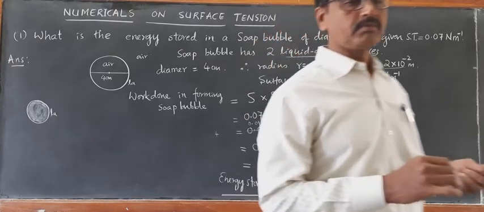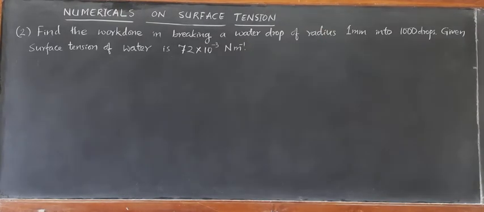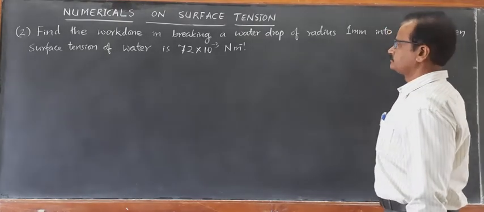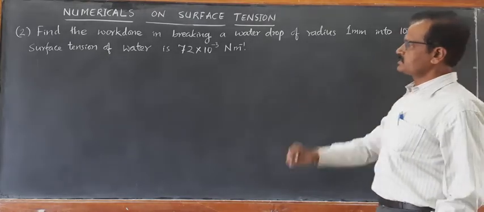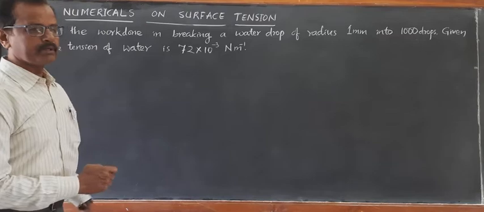Now let us solve one more problem. It's very interesting and such problems are repeatedly asked in the examinations. Find the work done in breaking a water drop of radius 1 millimeter into 1000 drops. Given the surface tension of water is 72 into 10 to the power of minus 3 Newton per meter.